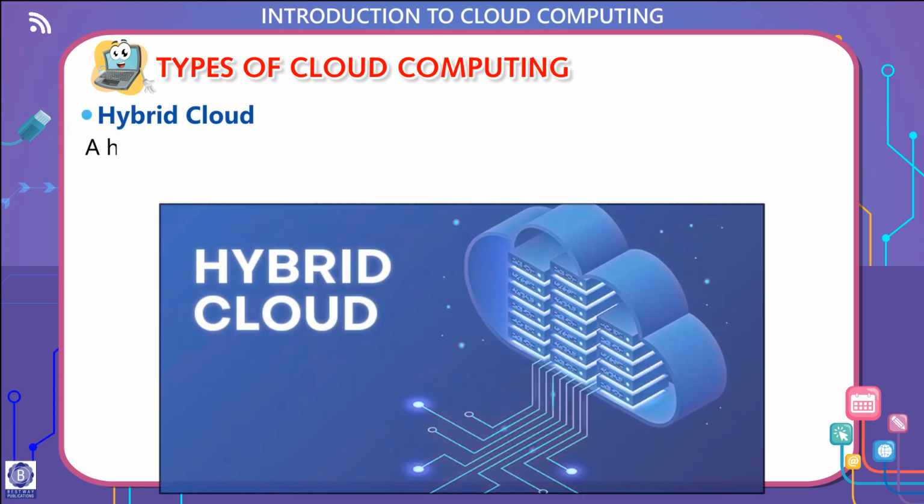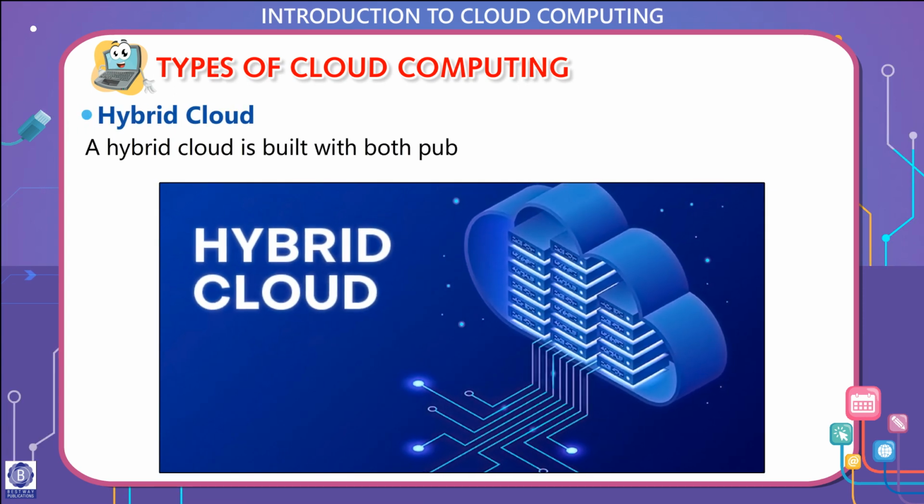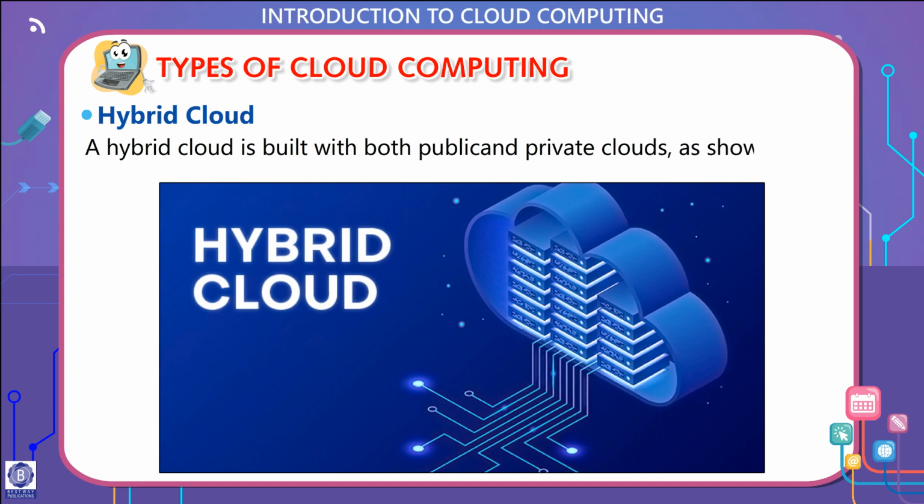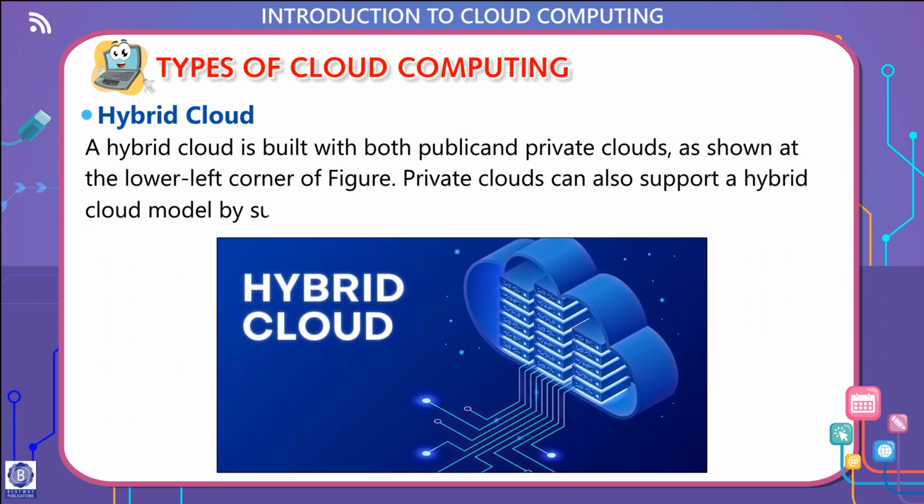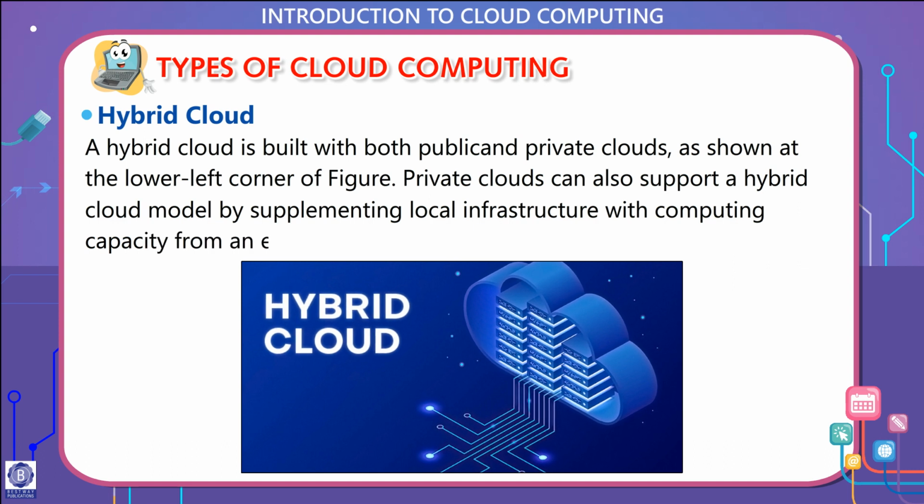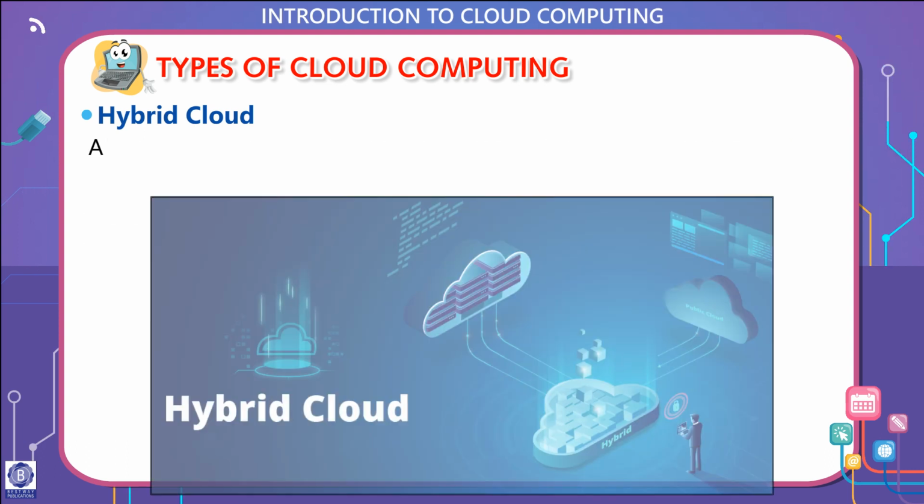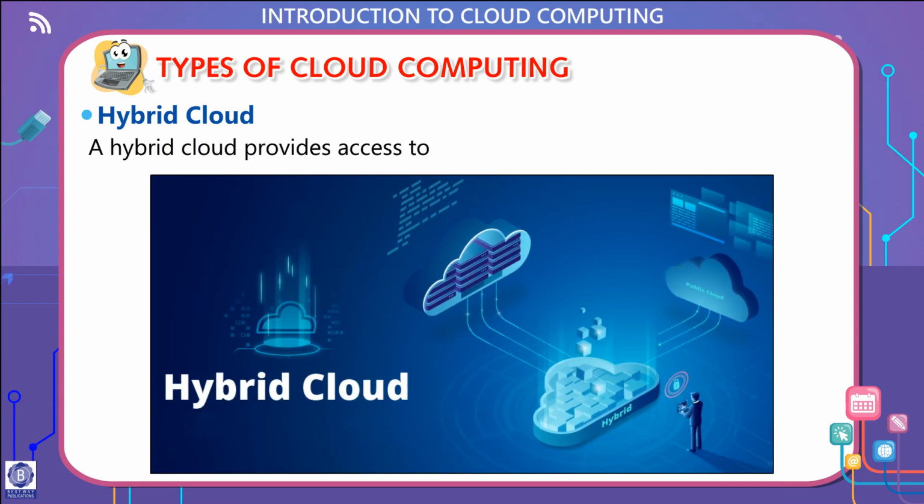Hybrid cloud. A hybrid cloud is built with both public and private clouds, as shown at the lower left corner of the figure. Private clouds can also support a hybrid cloud model by supplementing local infrastructure with computing capacity from an external public cloud. A hybrid cloud provides access to clients, the partner network, and third parties.